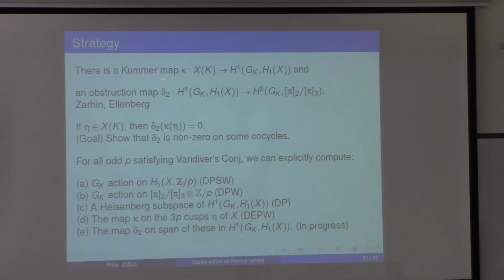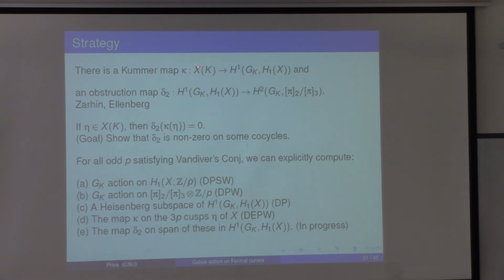And there's also an obstruction map. The obstruction map starts here and goes here. So this is the thing that people are really interested in, trying to understand what the rational points on the Fermat curve are. And we could understand those by seeing what the Kummer map does to them and viewing those as 1-cocycles in this group. Then we could look at the 1-cocycles and map them into this H2 of G_K with coefficients in pi 2 mod pi 3.